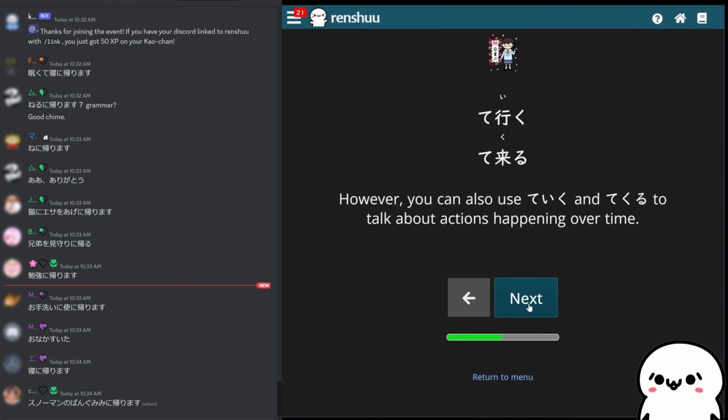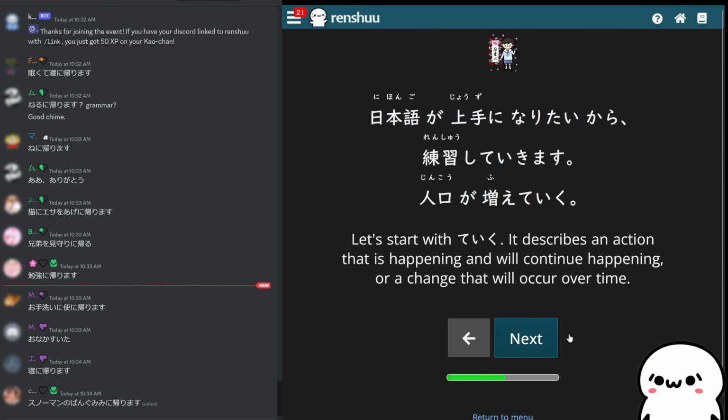However, there's a couple of other meanings that we can use when we have te iku and te kuru. Specifically, it's talking about a period of time. And this kind of breaks the rule that we've used with te form up until now, because we've said te form means these are 2 separate actions. In this situation, the te form plus iku or the te form plus kuru is used to further explain the period of that first action.